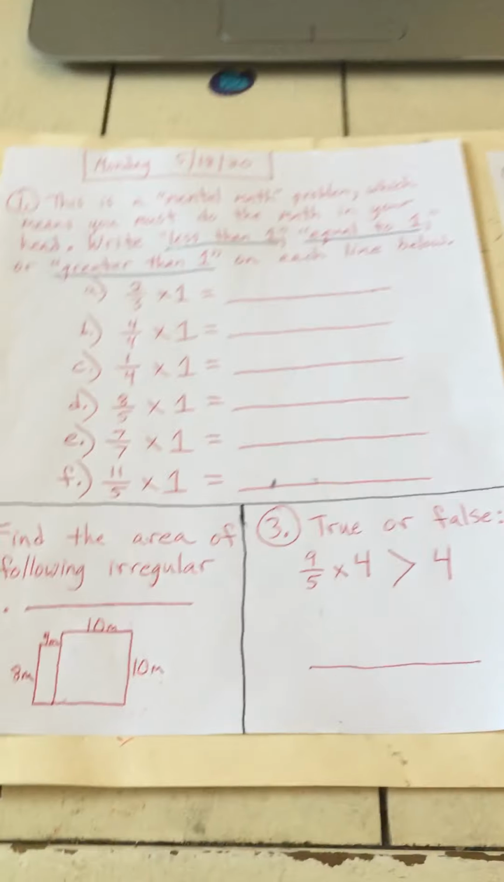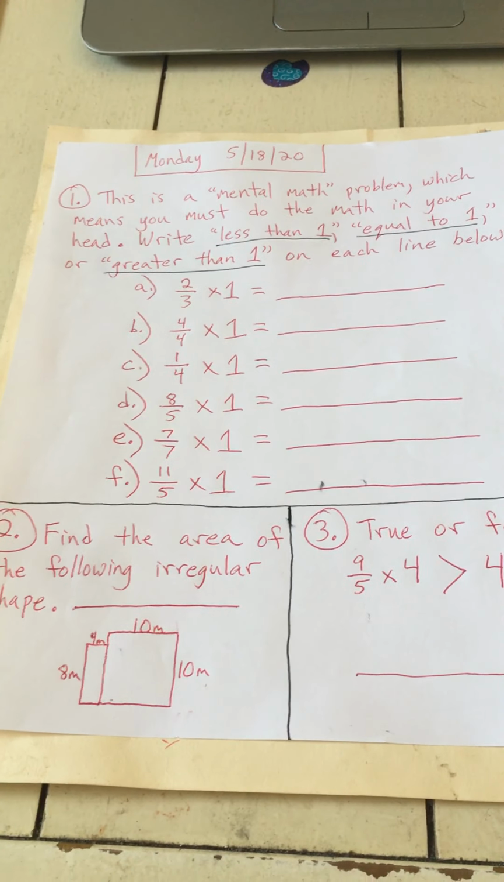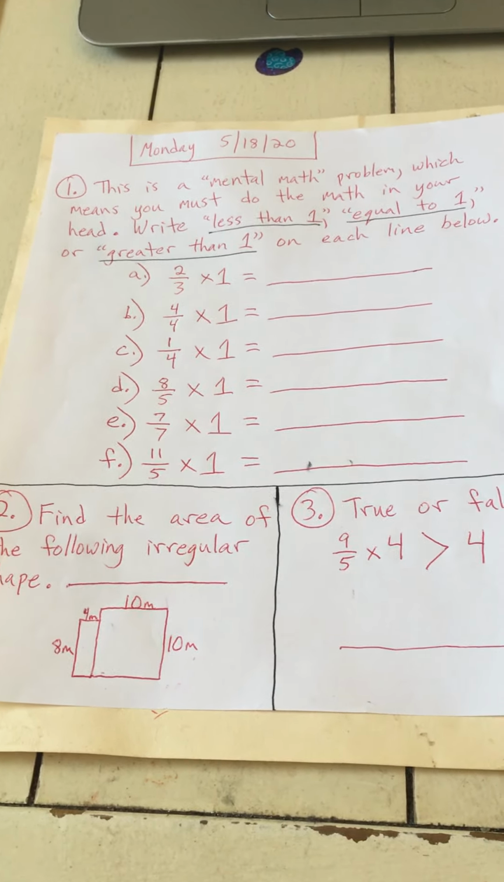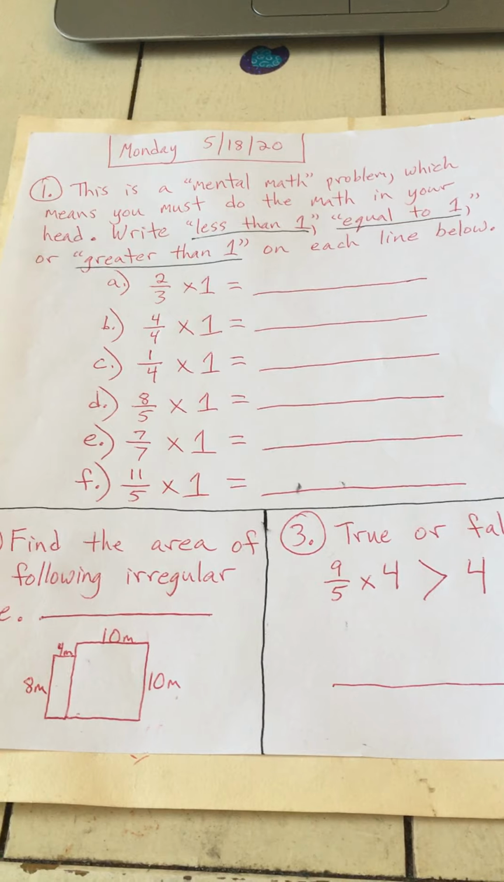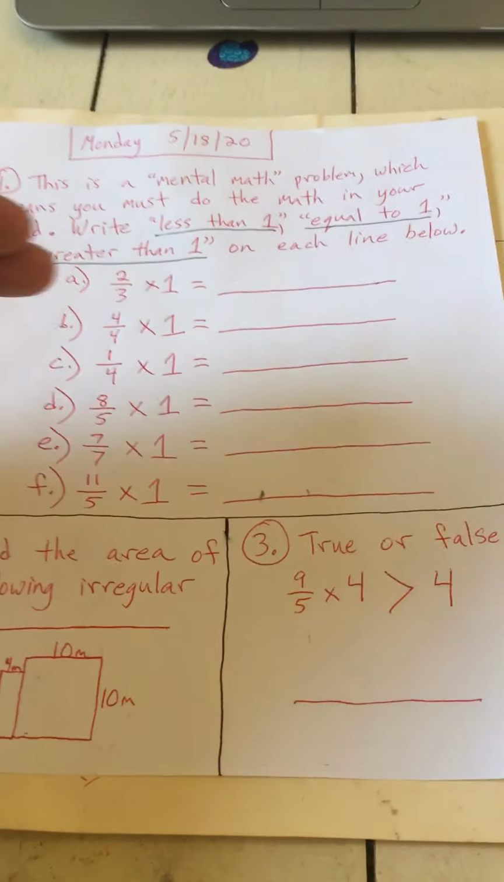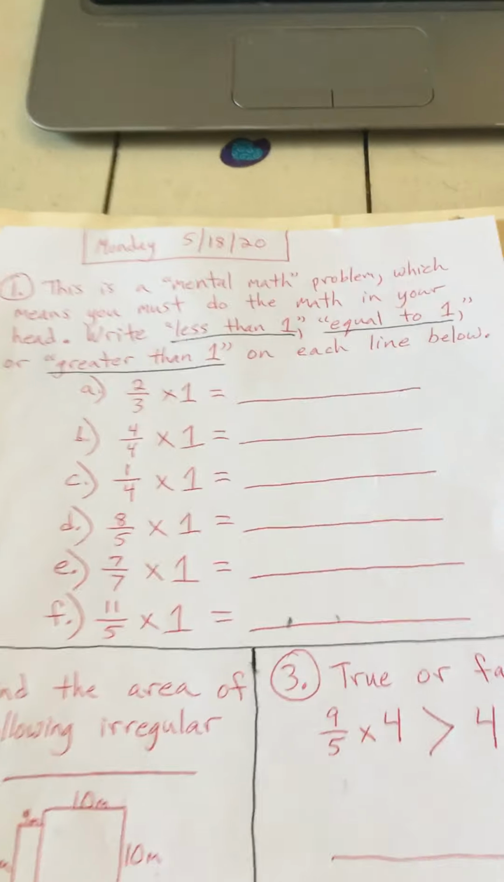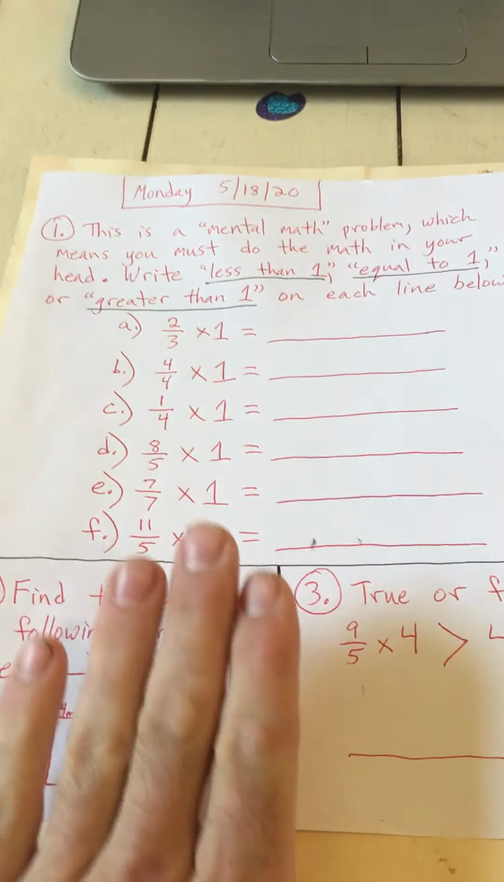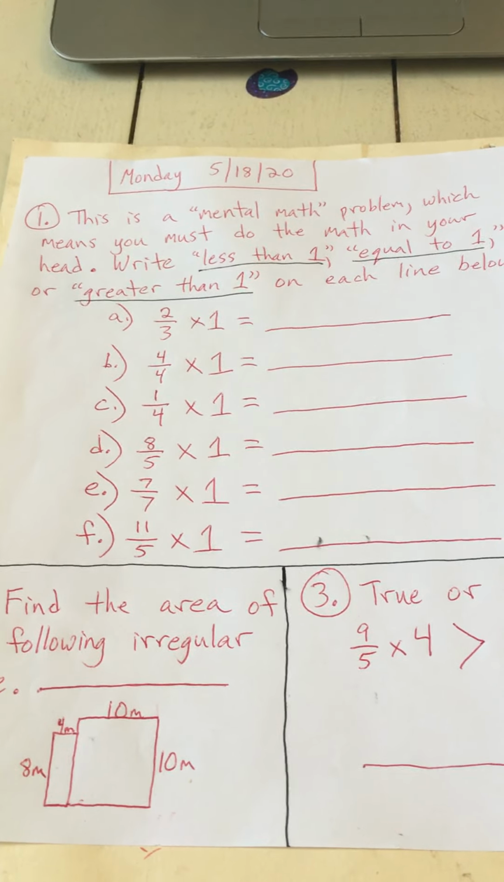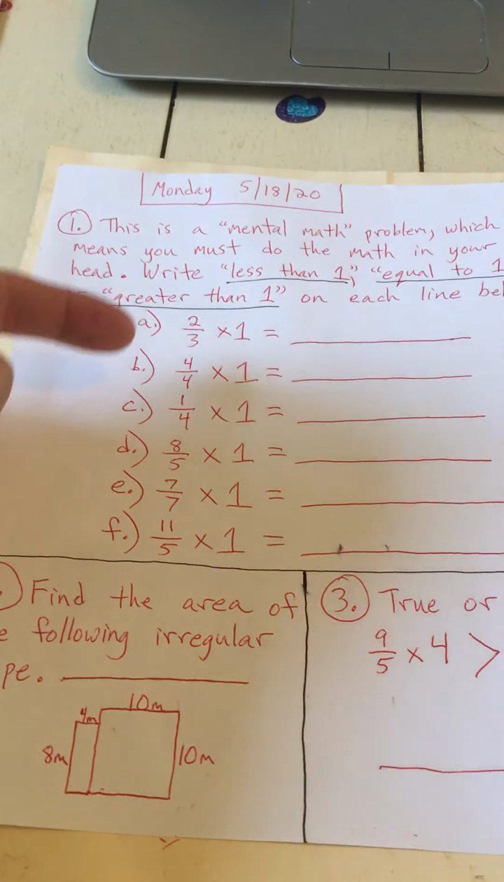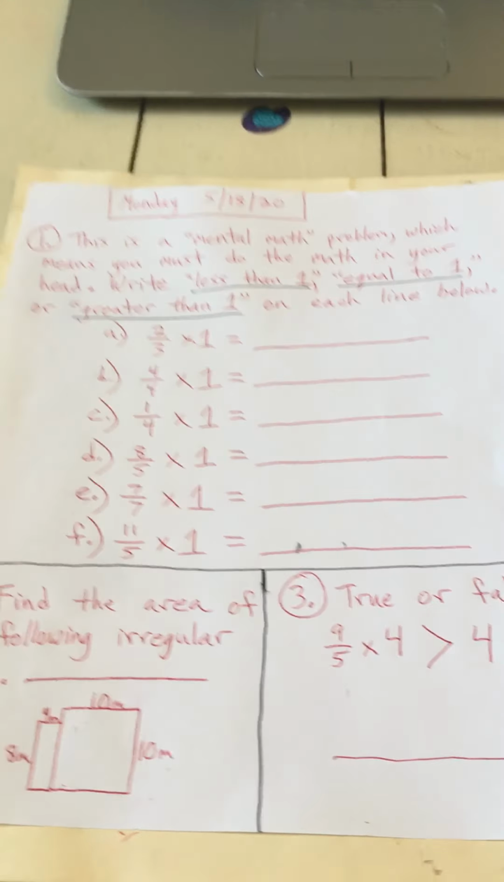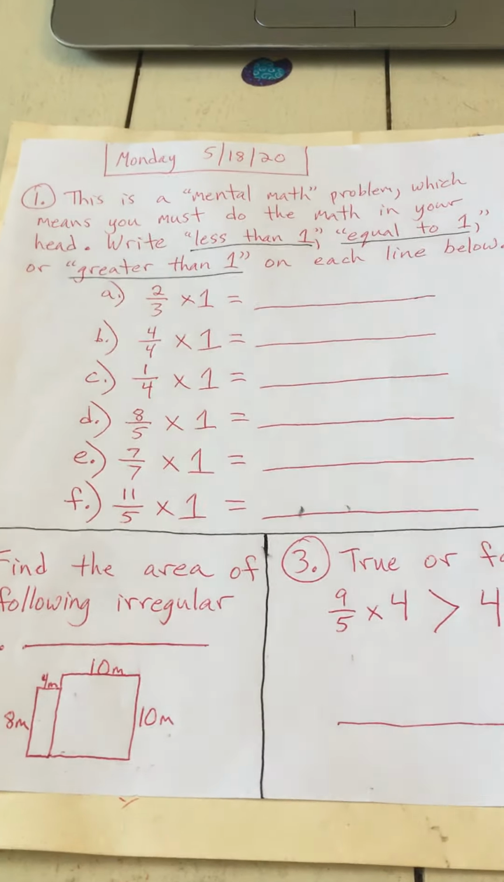We're going to get started right away on our Google Classroom assignment from today, May 18th, 2020. Number one says this is a mental math problem, which means you must do the math in your head. So we're not going to have to actually do any math. I'm going to show you some math to prove why these answers are correct. But this is the type of math that we want you to try doing in your head. Most math we don't want you doing in your head, but I want you to try these in your head, because once you learn this kind of rule, you'll be able to use it as we move forward.